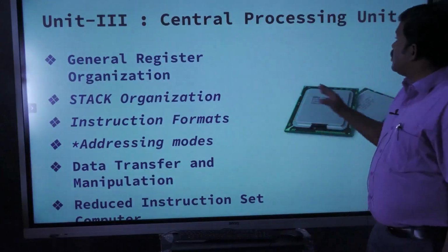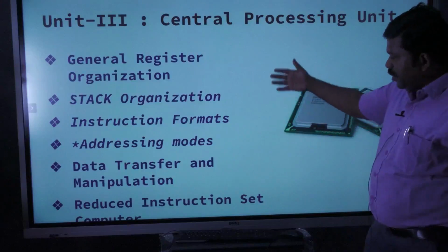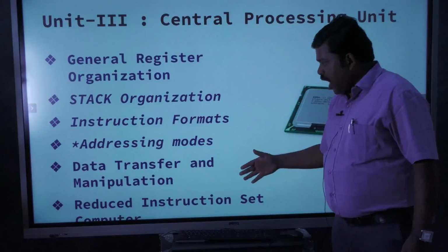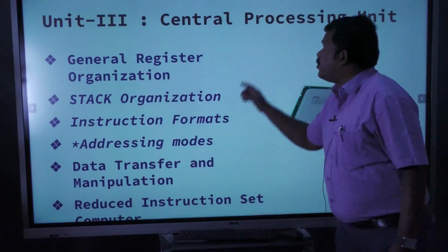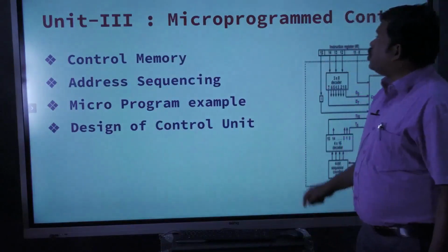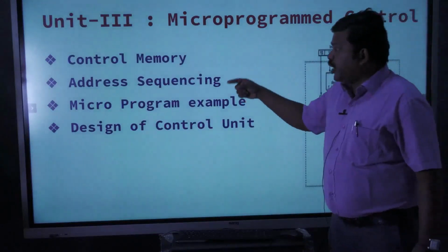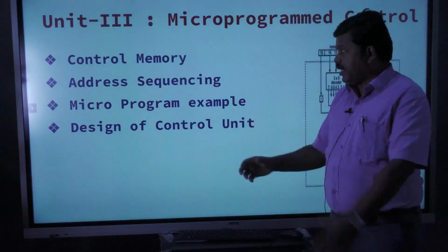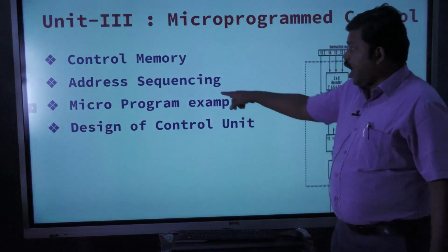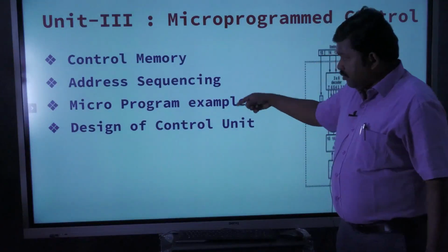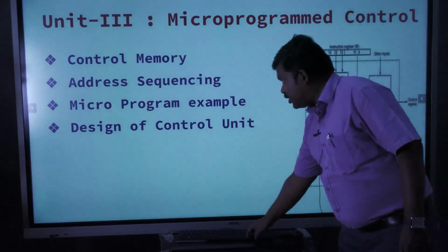In the third unit, we have the central processing unit: how the central processing unit is organized, the structure of the central processing unit, how data is transferred and manipulated, and how the RISC architecture works. So this part we are going to study in the CPU parts. In another part, microprogrammed control: how a control memory contains control signals, how these control signals are used to control the remaining part, and how addresses are generated. We are going to see some examples of microprograms and the design of the control unit.